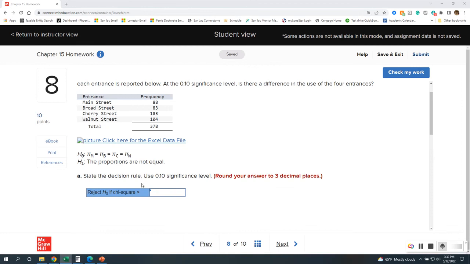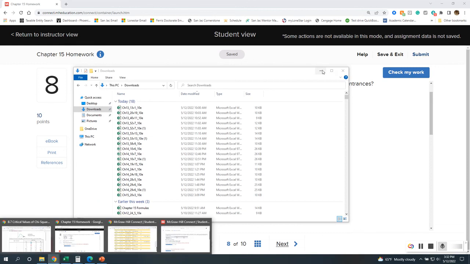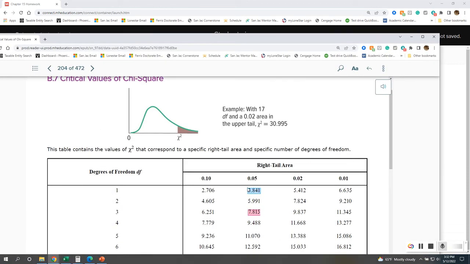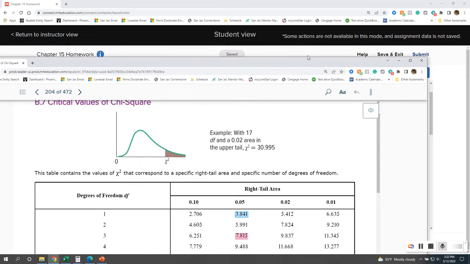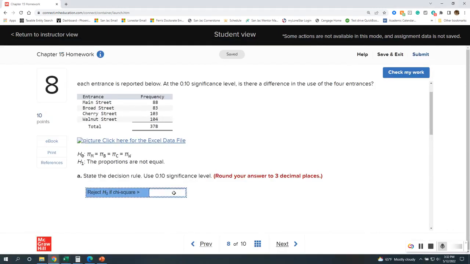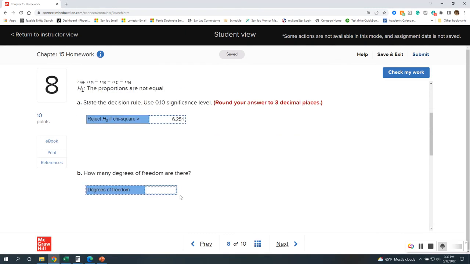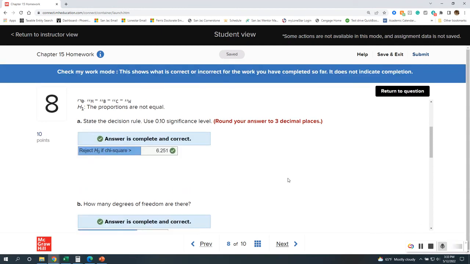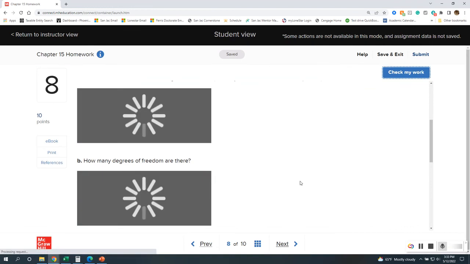Let's go ahead and find our chi. So we have 4 minus 3, or minus 1, equals 3. So 3, 7.815 again. Wait, we're at 0.1, sorry. 0.1, 62.251. Alright, degrees of freedom were 3. So you can double check on those.